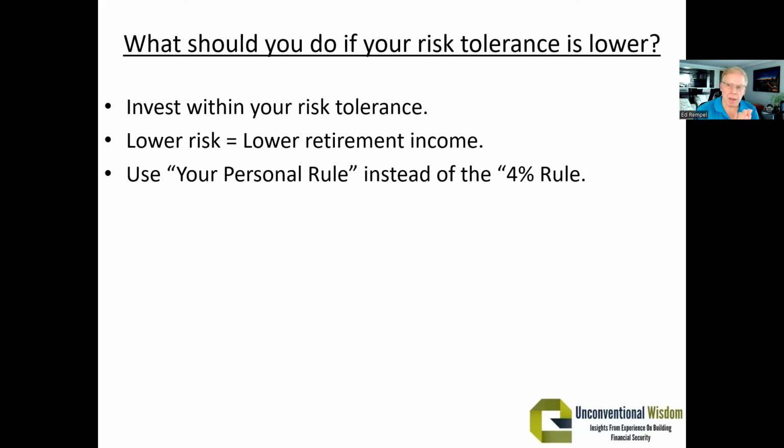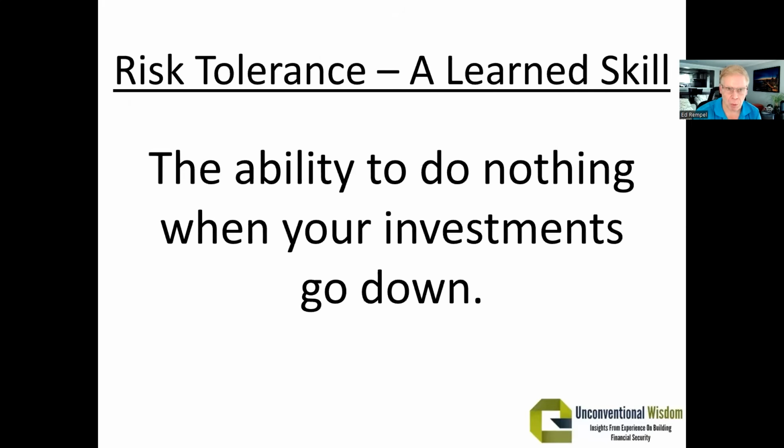Okay. So if you can't tolerate it, invest within your risk tolerance anyway, but take a lower income, and I'll show you how much lower in a minute. I call that your personal rule. The 4% rule works if you're 70 to 100% in equities or stocks. But if you're not, you should use what I call your personal rule: find out what withdrawal rate will work for you.